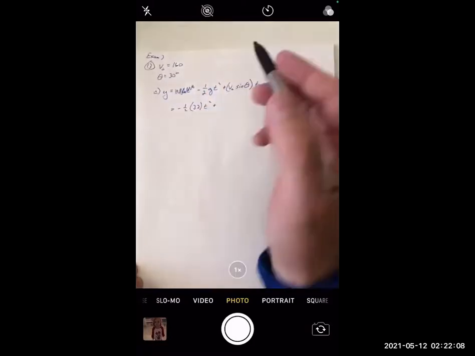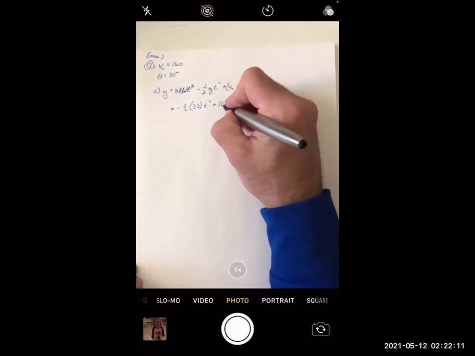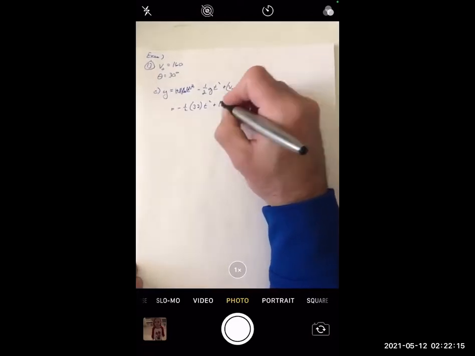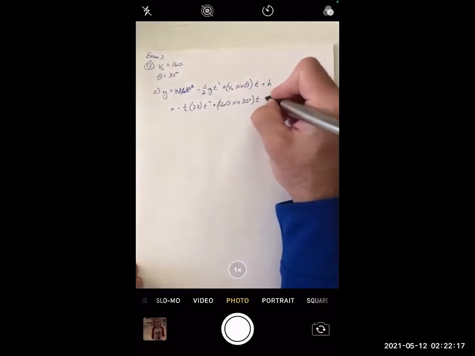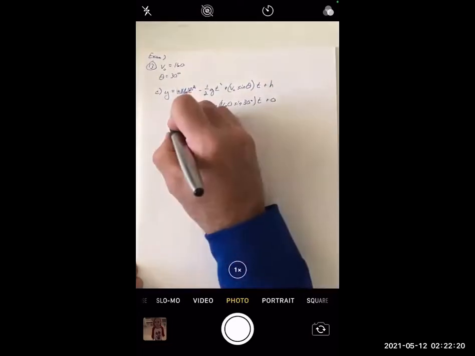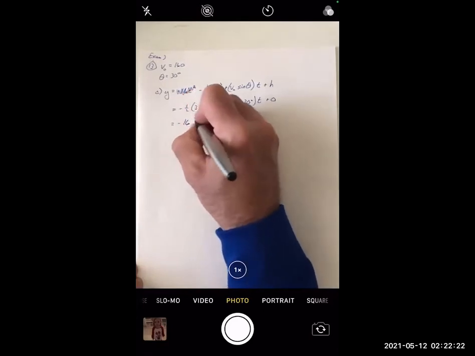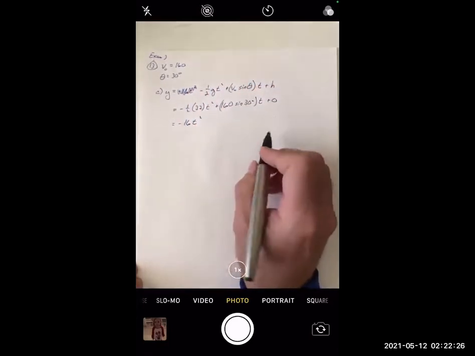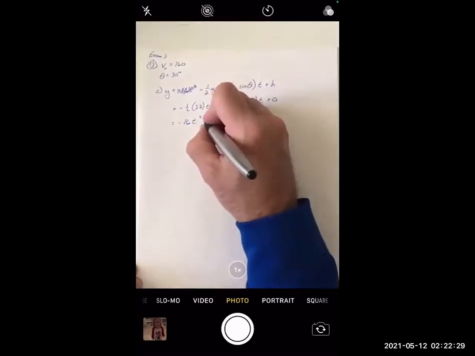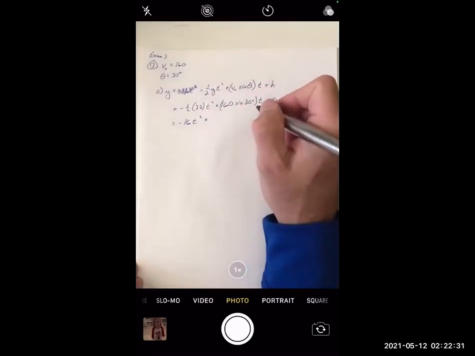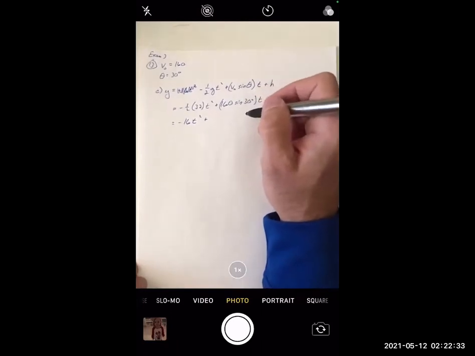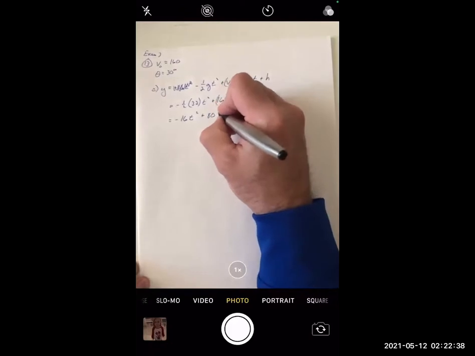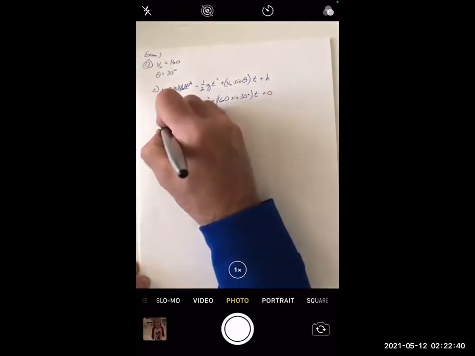Okay, your initial speed was 160. Your angle was 30 degrees. And since it's on the ground, the height was zero. Now what's sine of 30? A half. And then a half times 160 is the 80. So there's your y.